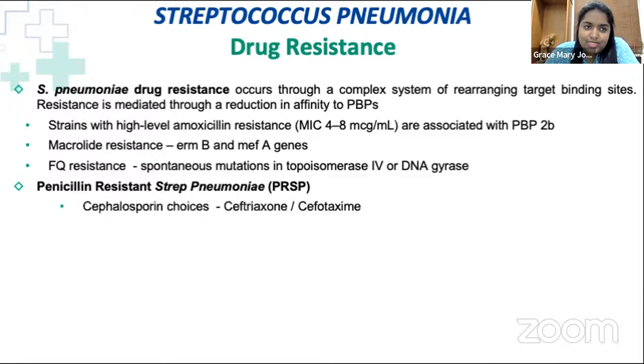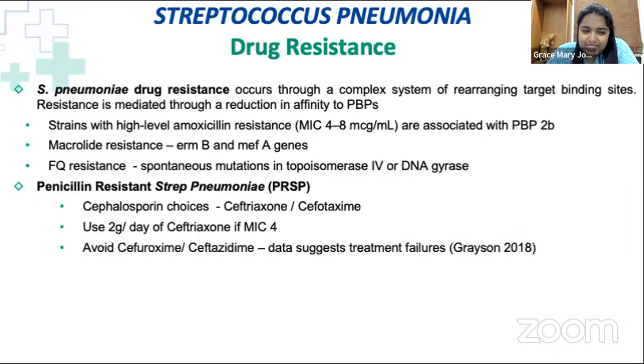The actual choices include the third generation cephalosporins like ceftriaxone and cefotaxime. Now, the pearl that I would like to give is that if your MIC for ceftriaxone is 4, you should use 2 grams per day of ceftriaxone rather than 1 gram only. So when it comes to CAP, sometimes we treat with 1 gram only, but if your MIC is high, you need to give 2 grams.